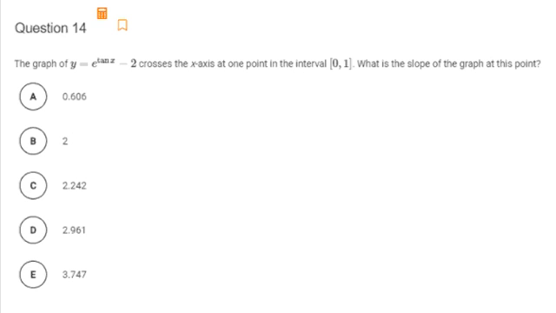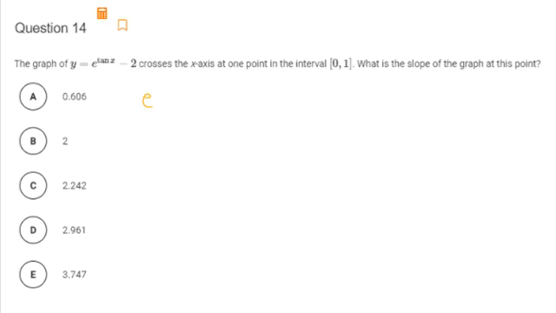All right, now on this one, the graph crosses the x-axis at one point in that interval, and we want to know what is the slope of the graph at that point. All right, and we've got to use a calculator here. First of all, let's understand crossing the x-axis. We want the slope where it crosses the x-axis.